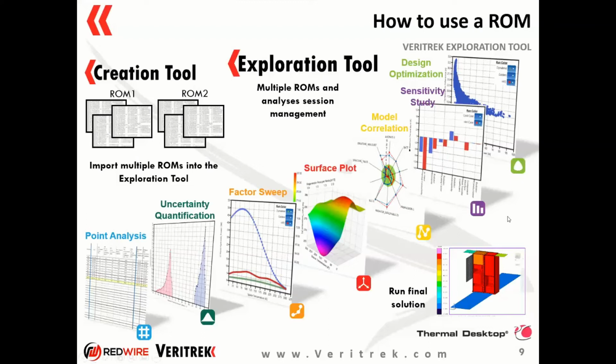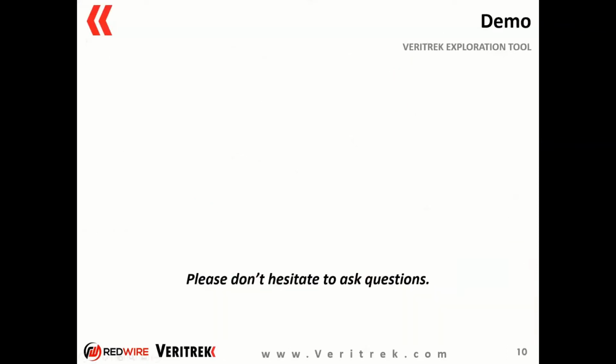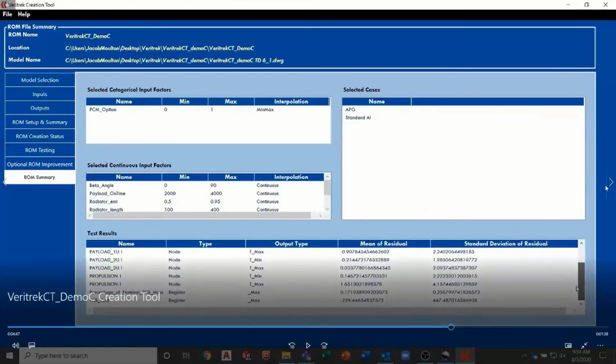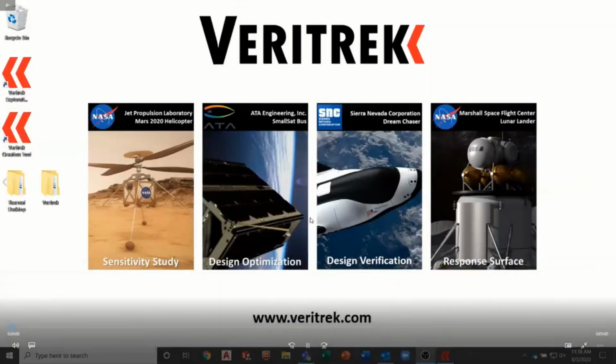Okay, so now let's talk about the exploration tool. Once a reduced order model is fully created in the creation tool, you've tested it, and you're comfortable with how it's performing, it's a pretty simple process to go ahead and import that into the exploration tool and use any of the 7 analysis features that we provide to perform your rapid thermal analysis. And we'll go ahead and show a video of that here.